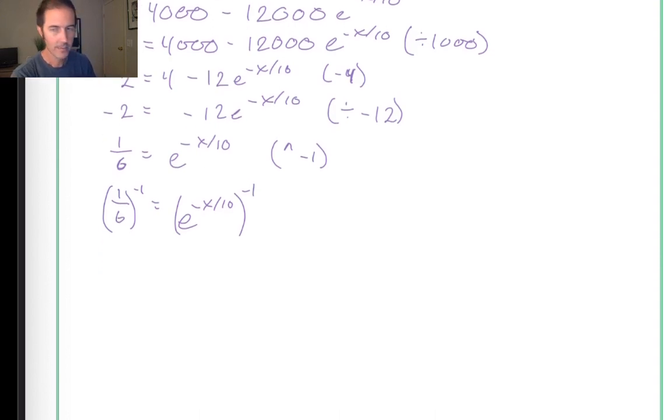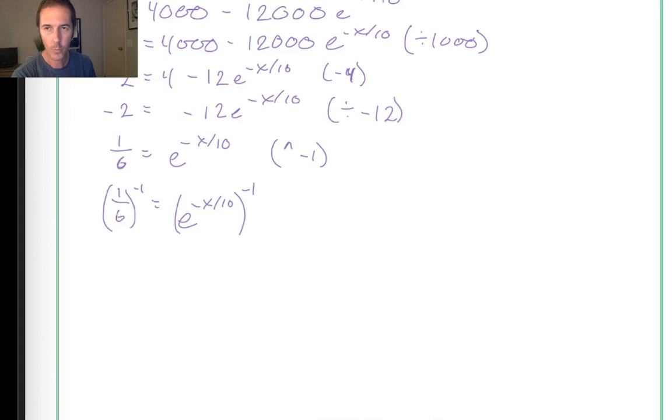On the left-hand side, that exponent of negative 1 is telling me to take the reciprocal, so the left-hand side becomes 6. I love that. It's not a fraction anymore. Nobody likes fractions. That's not true. They're not all bad, but most people say that they don't like them.